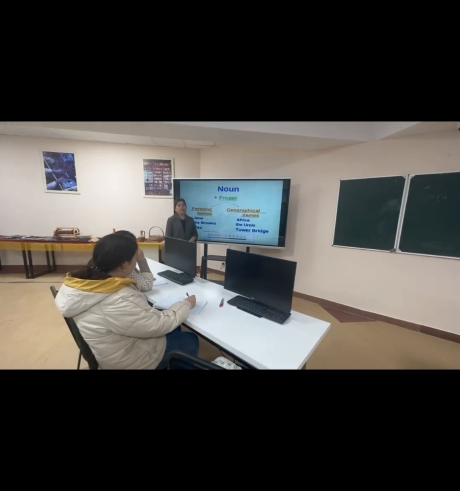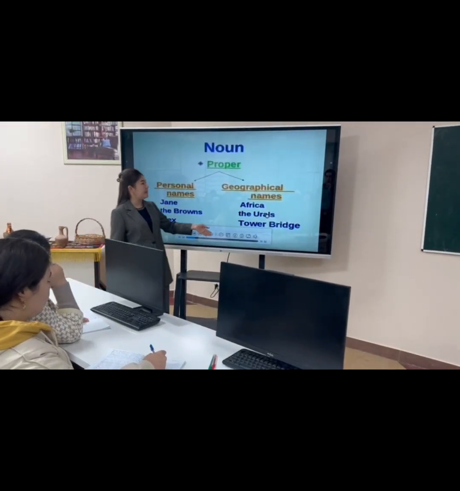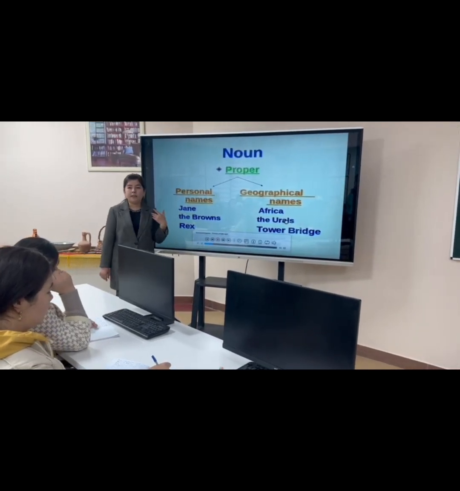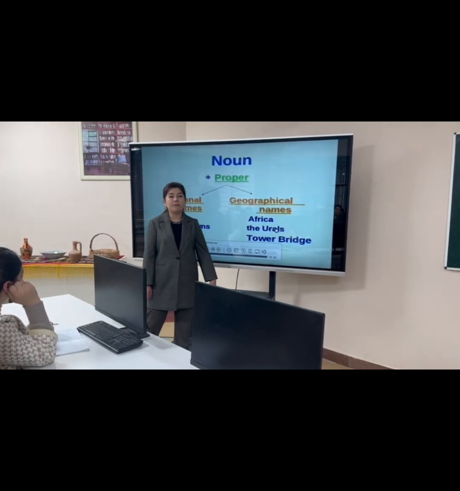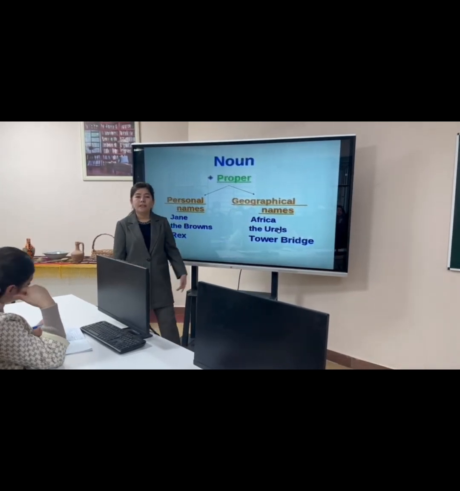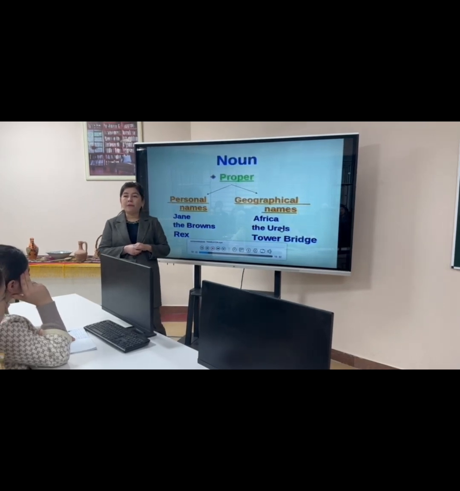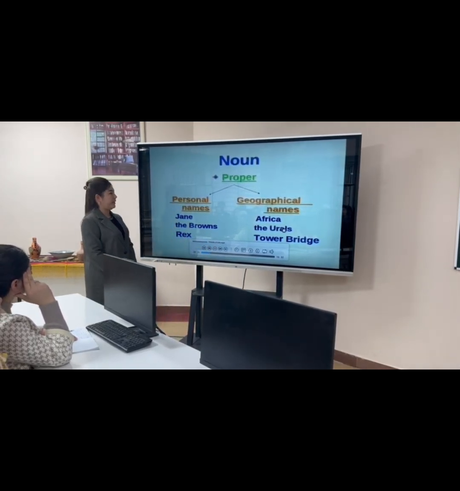Proper names are divided into two groups. First of them, personal names. The second is geographical names. For example, Dilnoza is a personal name. Geographical names: Termiz, as I told, Surxondaryo, maybe the Amudarya river, the Urals and the Tower Bridge.